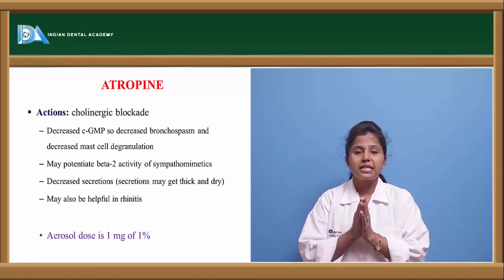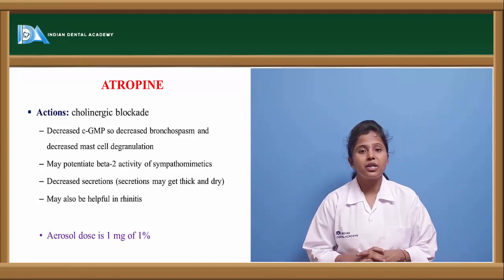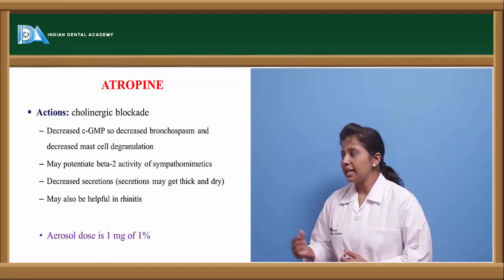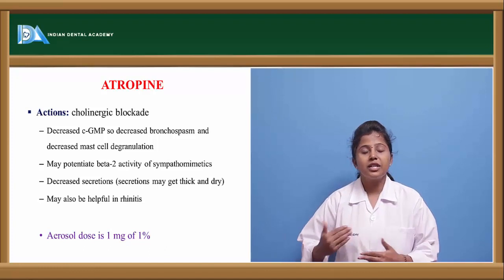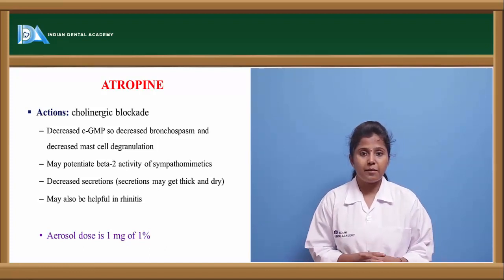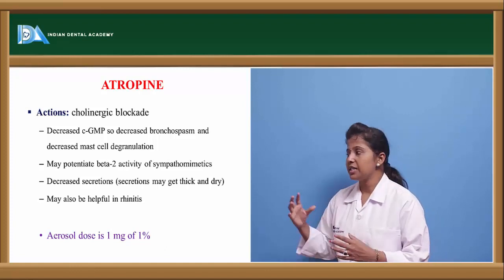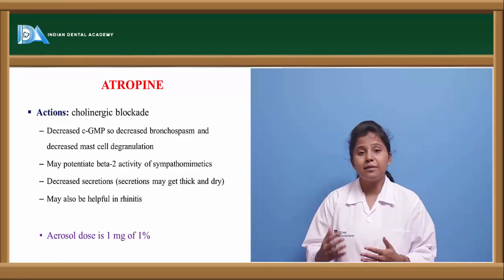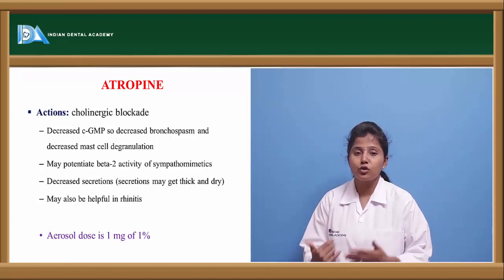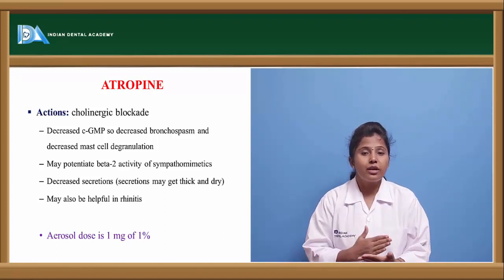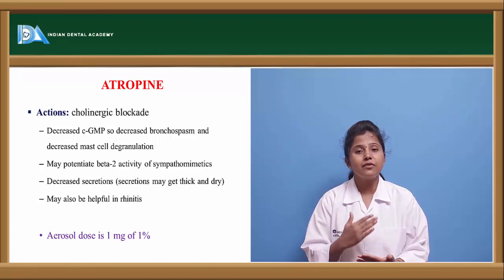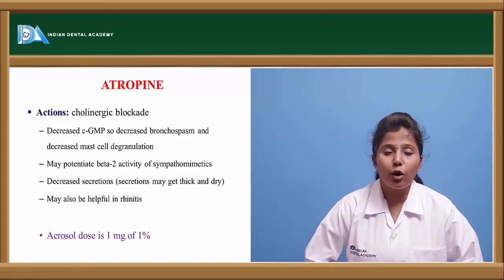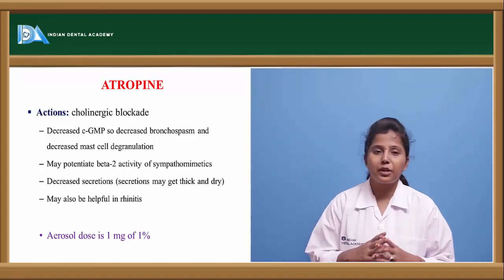Cyclic AMP is one of the most important chemical mediators involved in the contraction of smooth muscle. If the cyclic AMP levels are decreased, contraction and relaxation of the smooth muscle can be altered, and it shows decreased bronchospasm. Apart from bronchospasm, it also affects mast cell degranulation. The release of chemical mediators from the mast cells can be altered because of atropine, and it may also potentiate beta-2 receptor sympathomimetic activity.